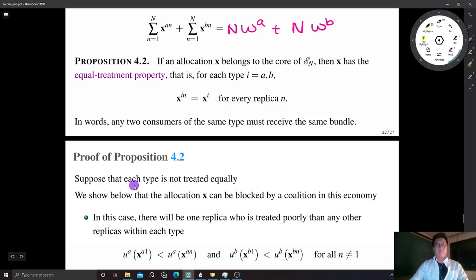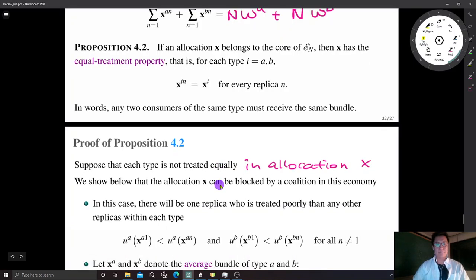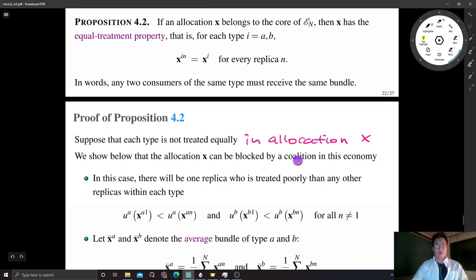Suppose that allocation X is one element of the core. Nevertheless, at that allocation, each type is not treated equally. In allocation X, okay? Now we are going to show that X is not one element of the core, so it does not have the core property.